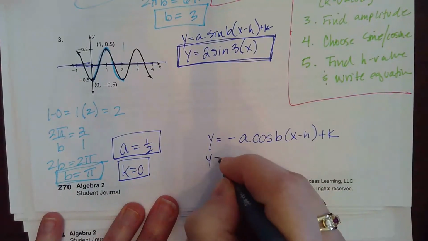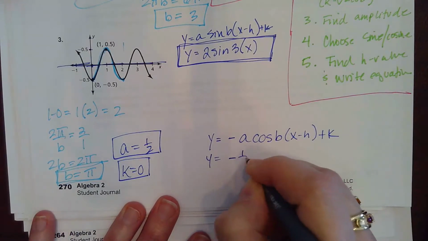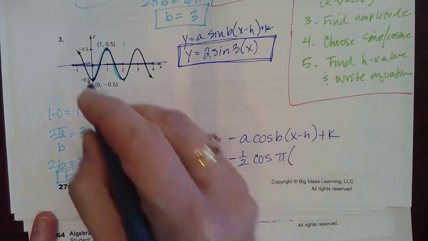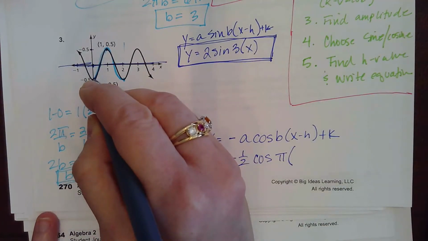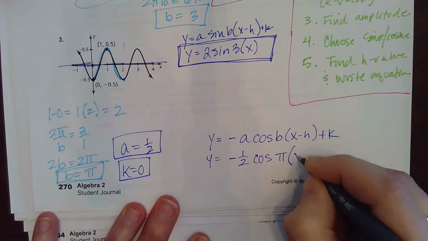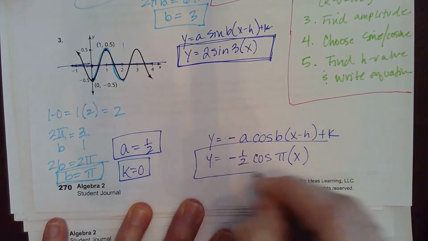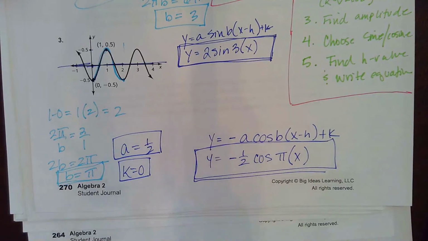So now I'm just going to plug in all of my values. I know a is a half. I know my b value is pi. Since this is right here on the y-axis, I did not shift my function. So the h value is 0 and my k value is 0. So here is a cosine equation that represents that function.